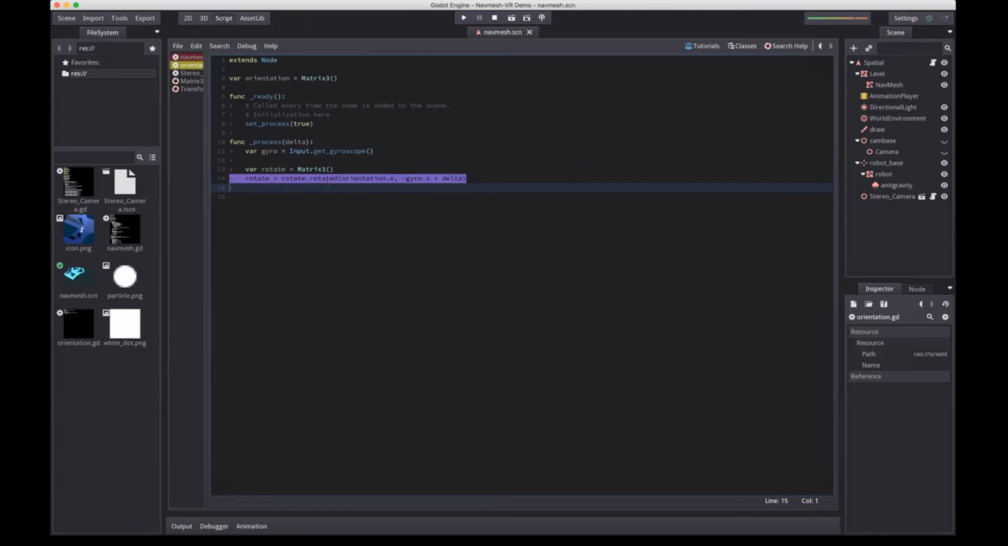So that's first rotating around our X, and we do the same for Y and Z. As you can see here, we're taking our sensor data, the rotation around our x-axis, our rotation around our y-axis, and our rotation around our z-axis, and we're multiplying that by the time that has passed since the last frame. As long as we have a high enough frame rate, this should give us a really accurate rotation based on our current gyroscope readings.